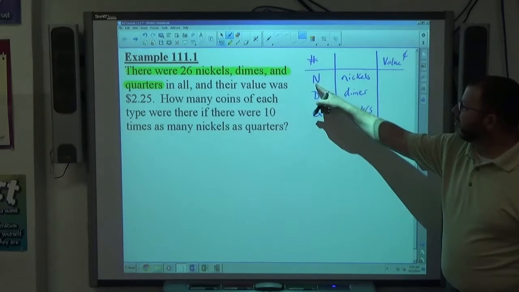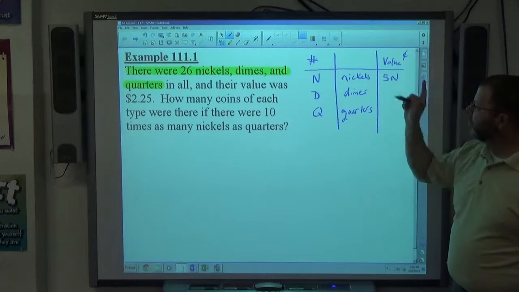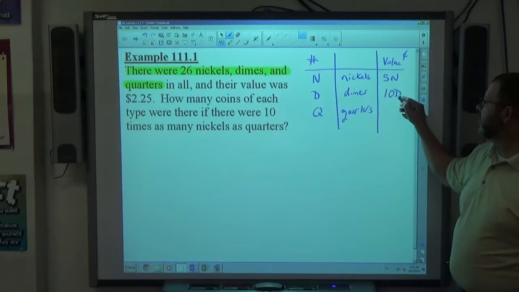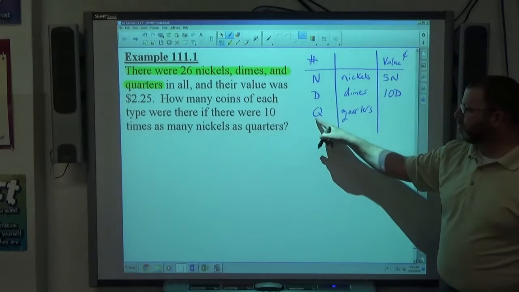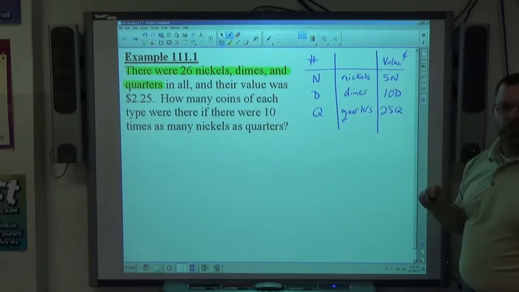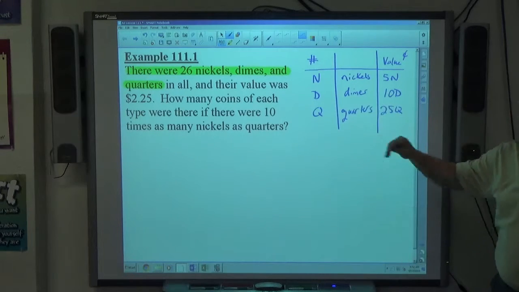Every nickel is worth 5 cents times n of them makes 5n for the value of the nickels. Every dime is worth 10 cents times d dimes makes 10d cents for the value of the dimes. Every quarter is worth 25 cents times q of them is 25q for the value of the quarters. So the setup of everything is the same as it was. It's just instead of having 2 things here, we have 3 things here.